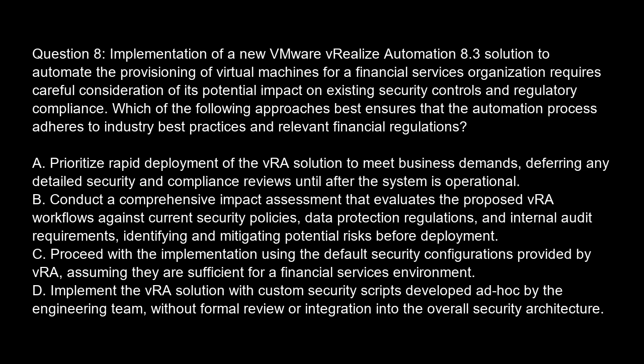Option B. Conduct a comprehensive impact assessment that evaluates the proposed vRA workflows against current security policies, data protection regulations, and internal audit requirements, identifying and mitigating potential risks before deployment. Option C. Proceed with the implementation using the default security configurations provided by vRA, assuming they are sufficient for a financial services environment. Option D. Implement the vRA solution with custom security scripts developed ad hoc by the engineering team, without formal review or integration into the overall security architecture.